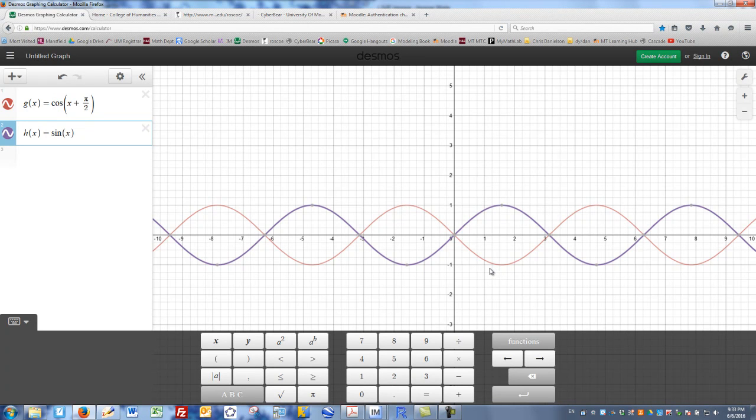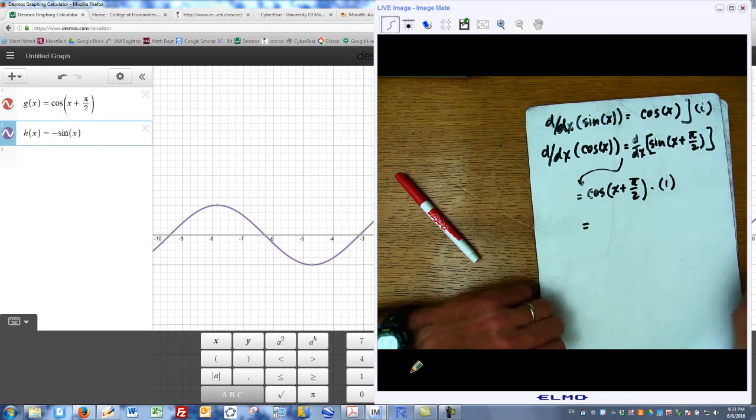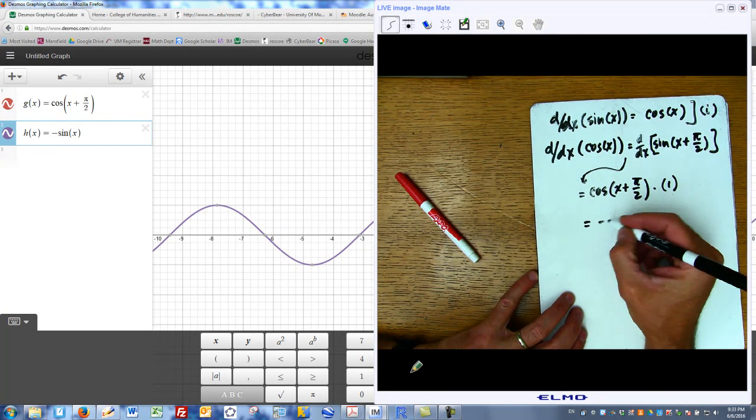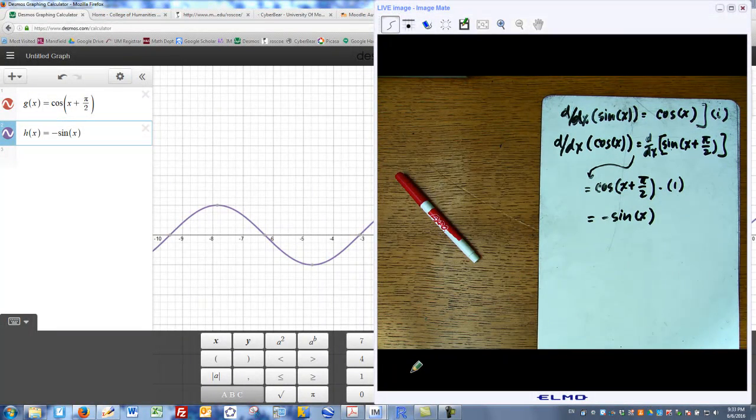Right? So the purple curve is the sine of x, the red curve is our derivative, and we're trying to figure out how to write that. And it turns out the right thing to do to reflect it across an x-axis is to give it a negative in front of it. And so indeed the derivative, which we wrote as cosine of x plus pi over 2, is equal to the negative of sine of x. And we can conclude that that's the derivative of the cosine. So the derivative of the cosine is negative the sine of x.